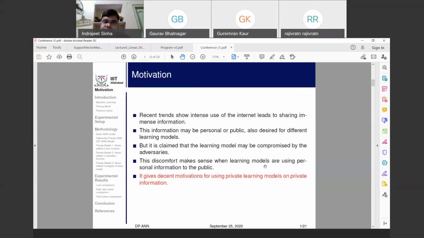We also know that different learning models require a lot of information, which helps in improving their efficiency. Lately, it is claimed that learning models may be compromised by adversaries. This is because different attacking models are performed on machine learning algorithms, like membership inference attacks and model inversion attacks. These attacks show that certain information can be breached through machine learning models. This motivates us to use private learning models on private information.